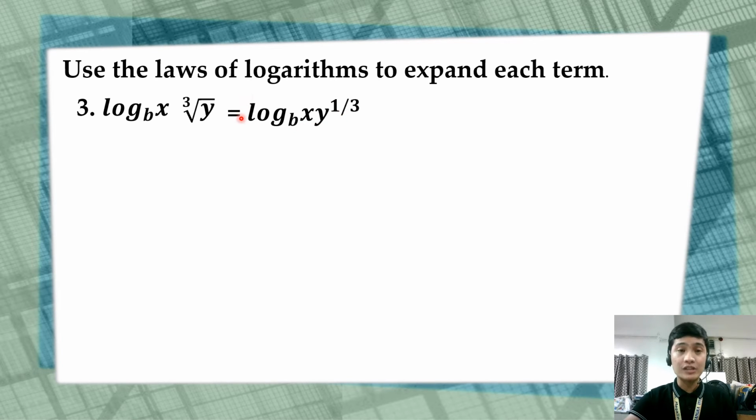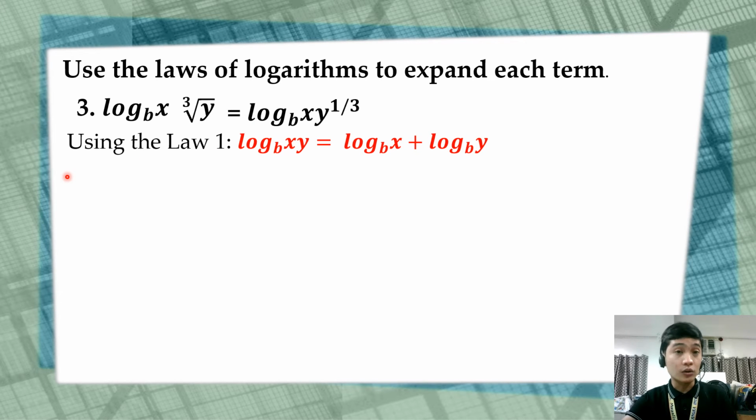So we are going to use this in getting the expanded form. Now, if you check logarithm of x y raised to 1/3 base b, you are actually multiplying x with y raised to 1/3. The mere fact that we are multiplying x and y raised to 1/3 inside a logarithmic expression is a manifestation of the product rule, the product law in logarithms. So using law 1, which states that logarithm of xy base b is always equal to the logarithm of x base b plus logarithm of y base b.